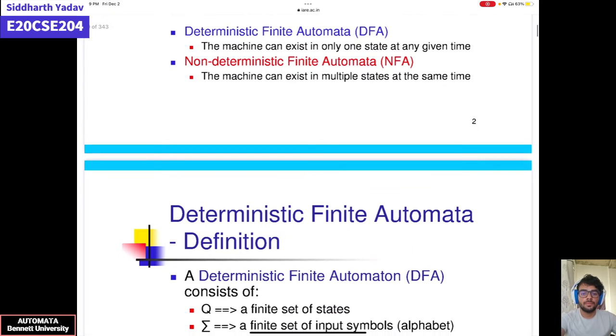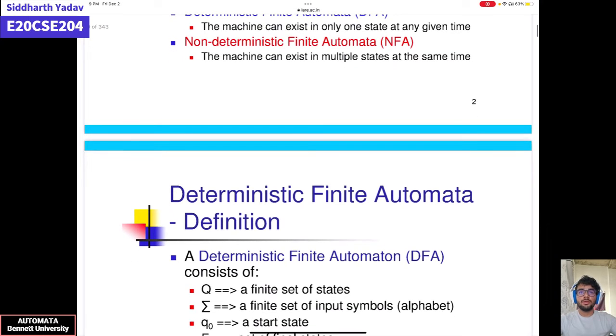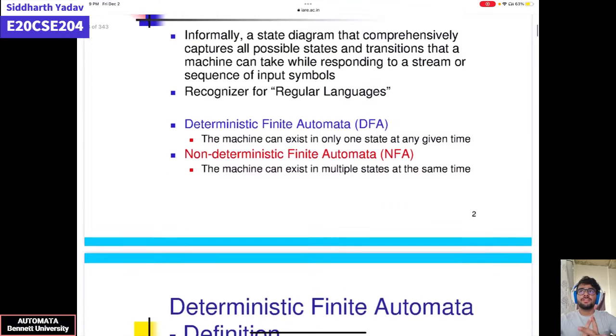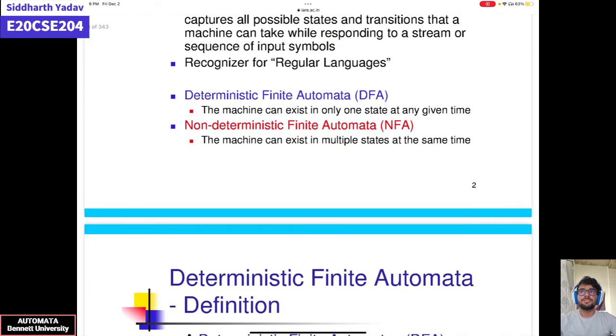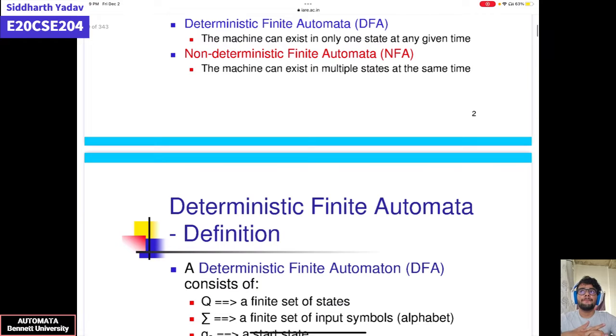Deterministic finite automata: a machine can exist in only one state at a given time. Non-deterministic finite automata: there are two kinds of FAs, deterministic and non-deterministic. A machine can exist in multiple states at the same time.